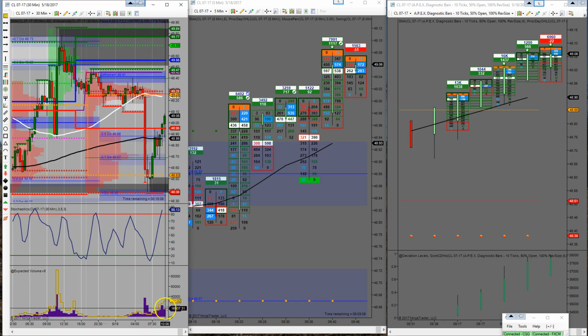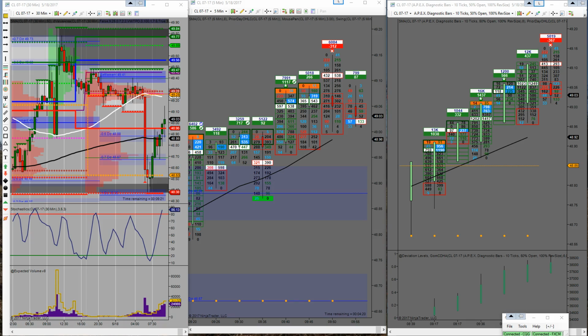Volume's extremely low for whatever reason. So this is the right contract now, the July contract CLN. So we'll see what happens. All right, I'll be back. All right, I'm going to go ahead and move my stop up to 94, 95. Wait a minute.